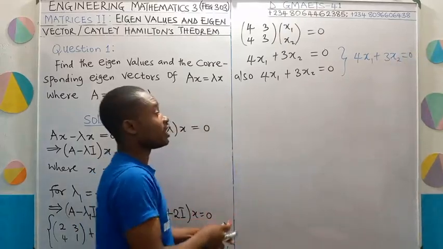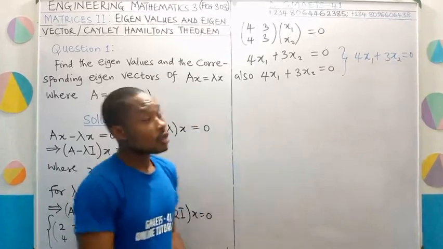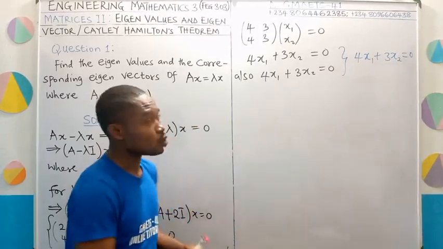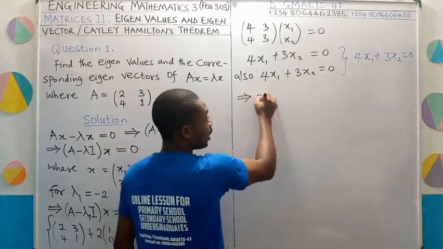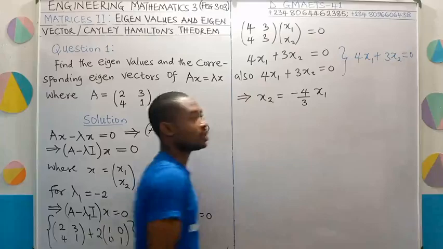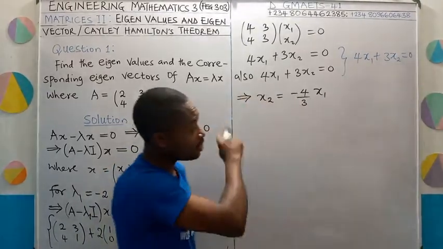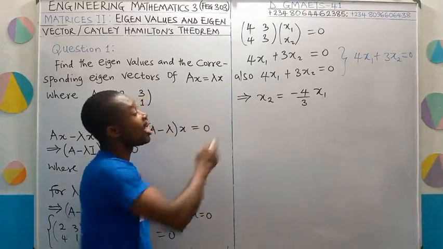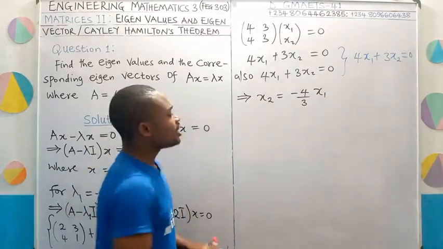And hence, what do we do from there? We are going to solve in terms of x1, which means we'll make x2 subject of the formula from there. Making x2 subject of the formula, x2 is going to be equal to minus 4 all over 3 times x1. This 4x1 will cross, becoming minus 4x1, then you divide through by 3, the coefficient of x2. And that makes x2 subject of the formula.